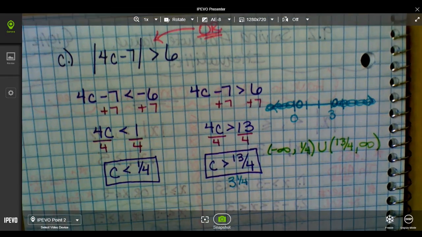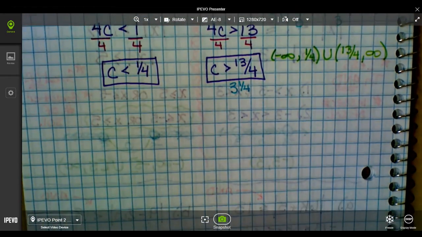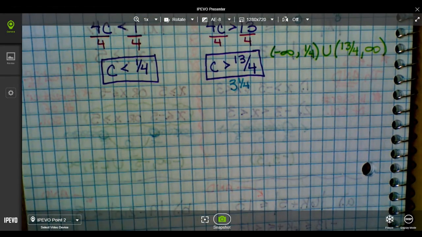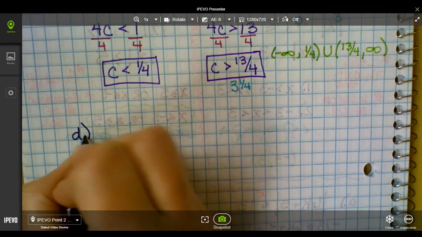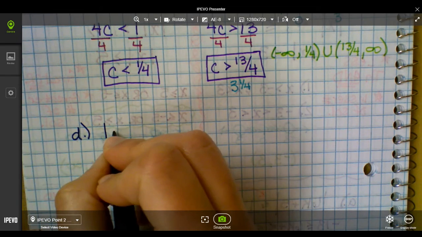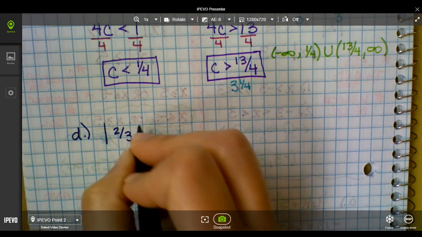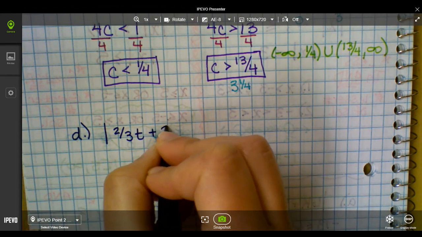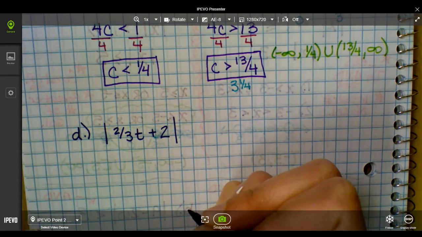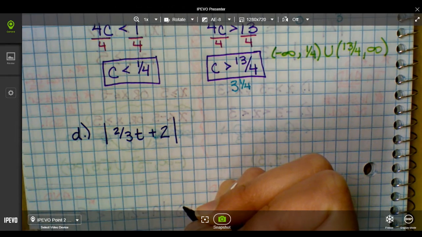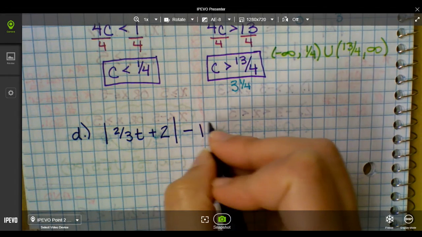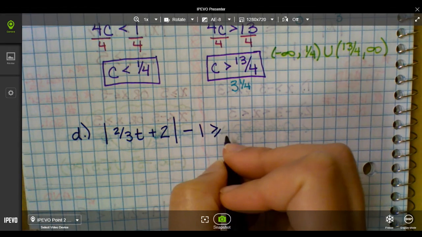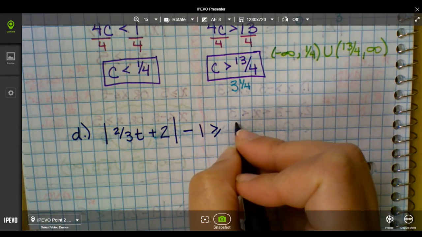Okay. I'm going to do one more over here before I stop this video. If you want to pause it after I write it down and see if you can actually set this up by yourself and see if you're doing it right, that would be great. So I have 2/3 t plus 2 in absolute value bars, and then I have a -1 on the outside over here, and then is greater than or equal to 3.